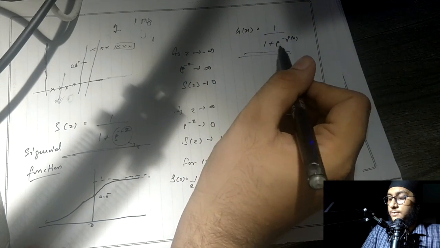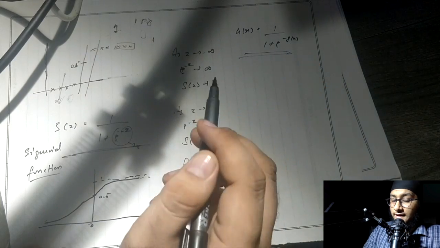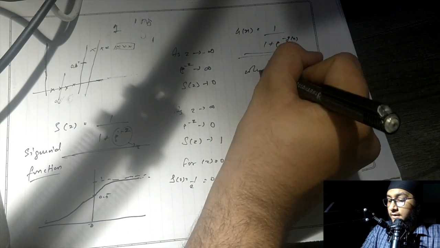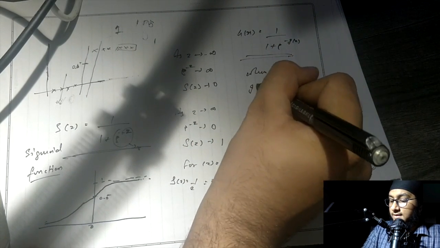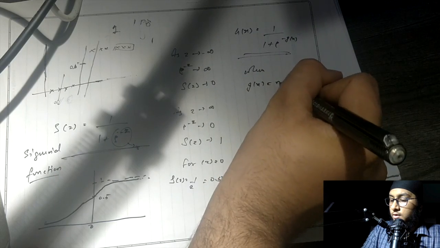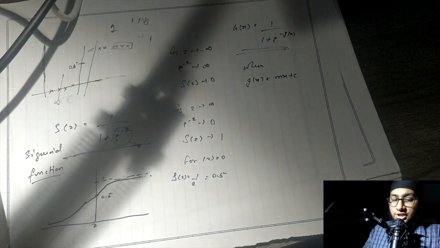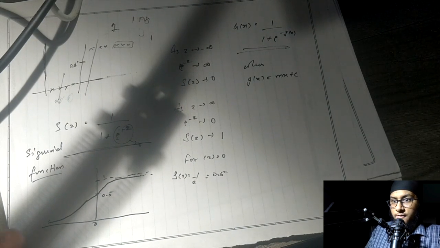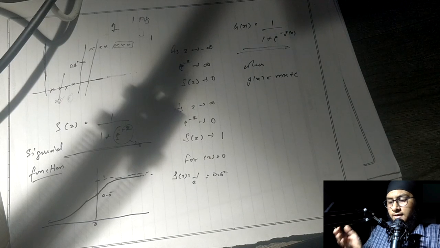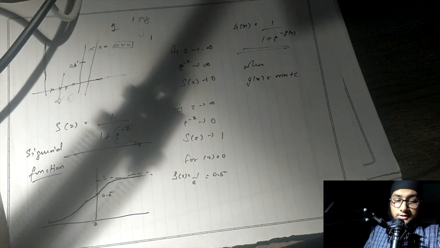1 by 1 plus e to the power minus z, where z is g of x. And what is g of x? g of x equals mx plus c, m into x plus c, which was our regression line. It can be multivariable or single variable, depending on the number of features present in our data.